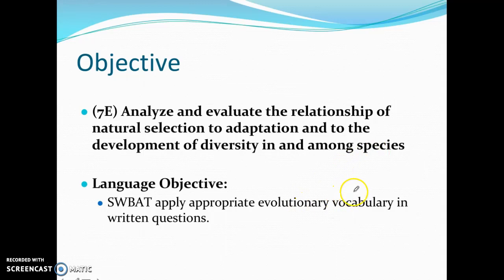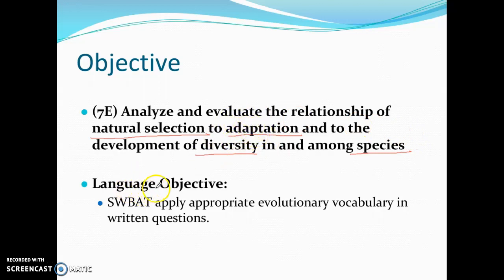All right, so some keywords that we want to highlight here are obviously natural selection, adaptations, which we probably already know what that is. Diversity is another one that we need to make sure that we understand. Maybe species we want to highlight as well, but I'm also pretty sure that you know what species means. So this is the objective for today.